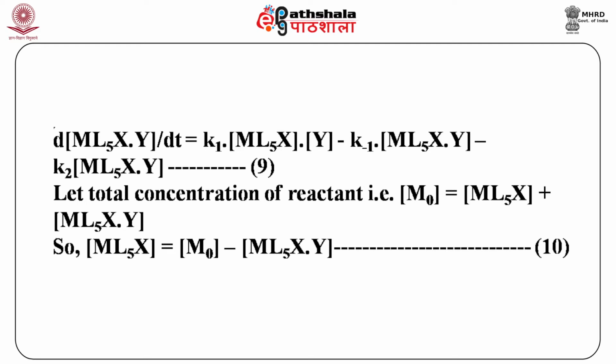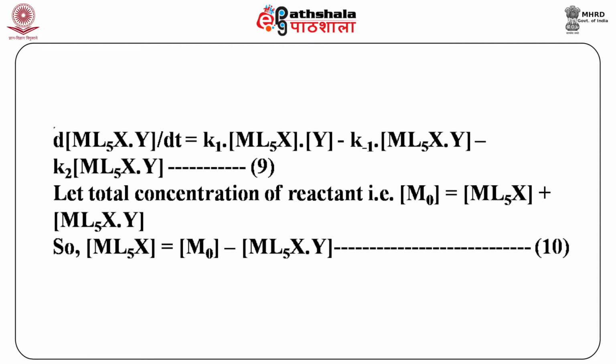Let the total concentration of the substrate be M naught, and the total concentration of substrate at any point of time would be equal to [ML5X] plus [ML5X dot Y]. Why are we counting the total concentration? Because even at the initial stage of the reaction, the molecule can form an ion pair.